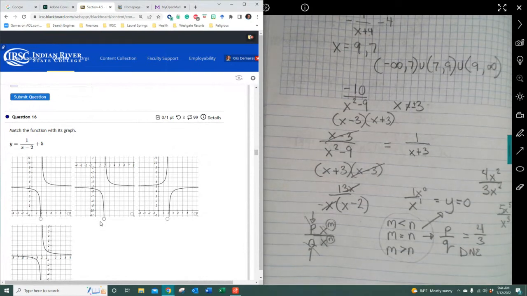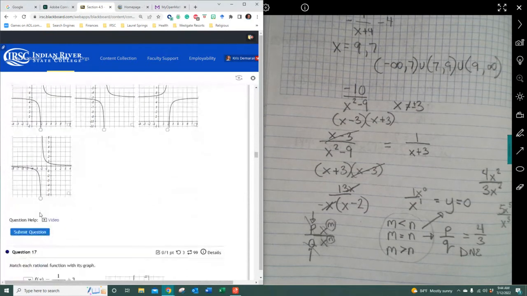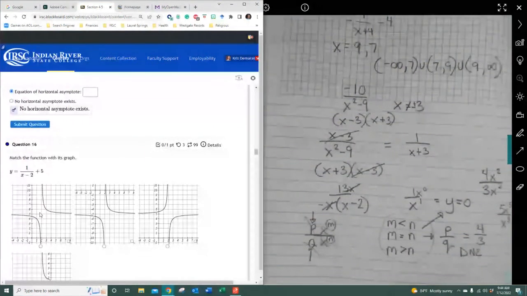Now, matching the function. This is where you use your graphing calculator. This is a graph of a rational function that moved 2 units to the right and 5 units up. So 2 units right becomes our vertical asymptote, and 5 units up becomes our horizontal asymptote. And it looks like this one is the answer, exactly where it is. So we go ahead and submit that as our answer.